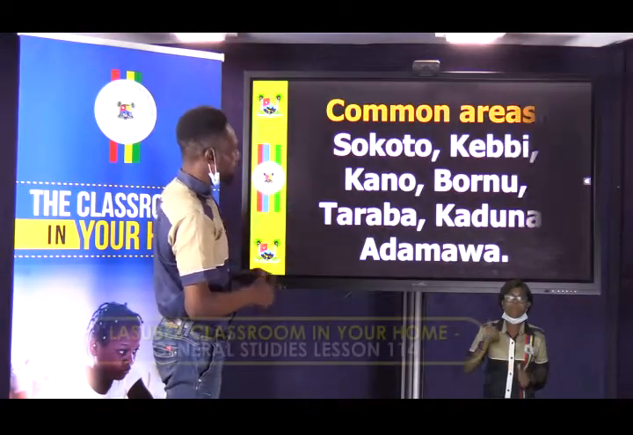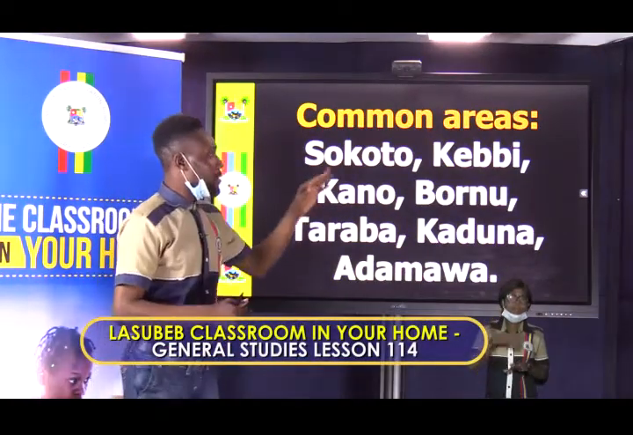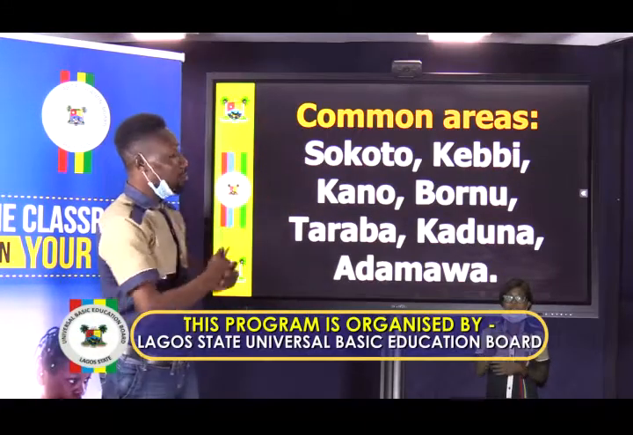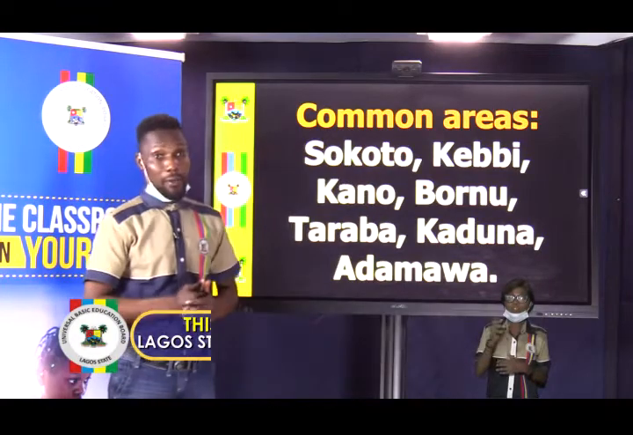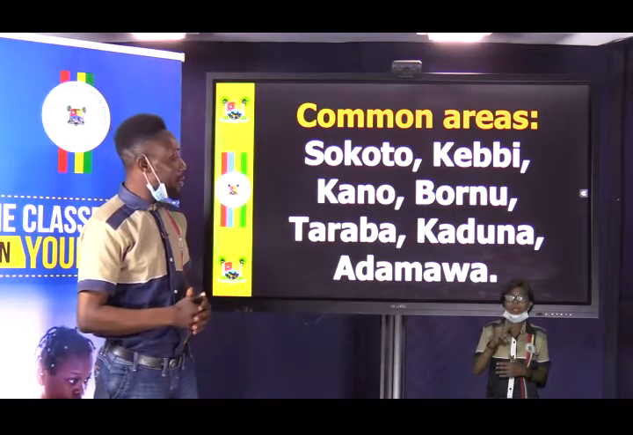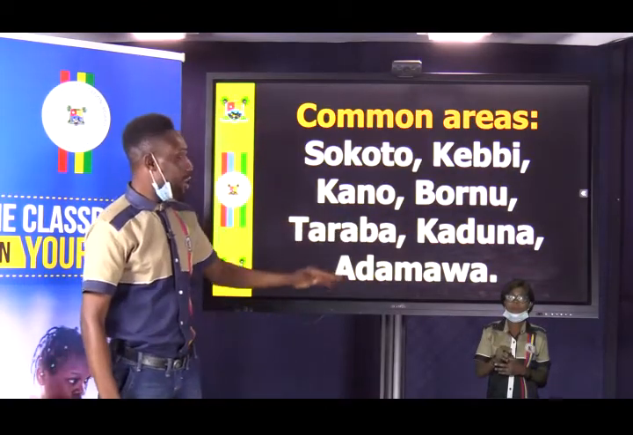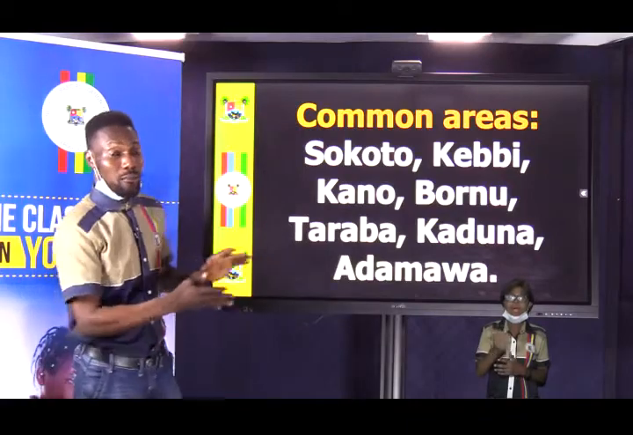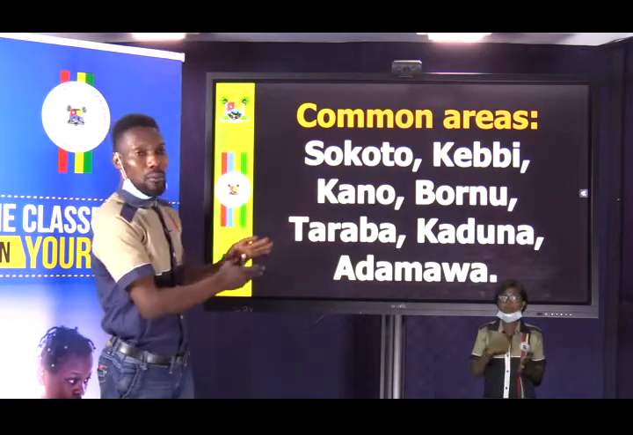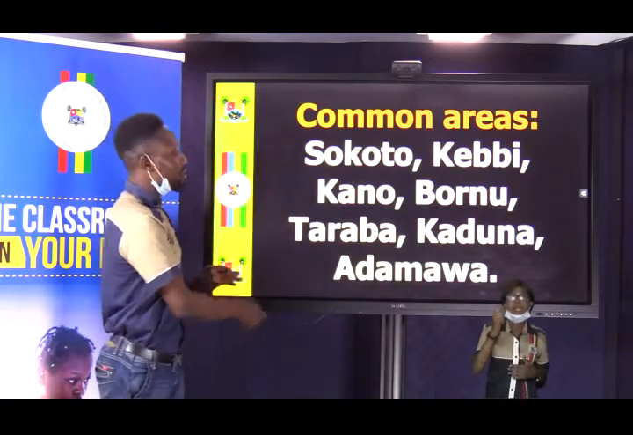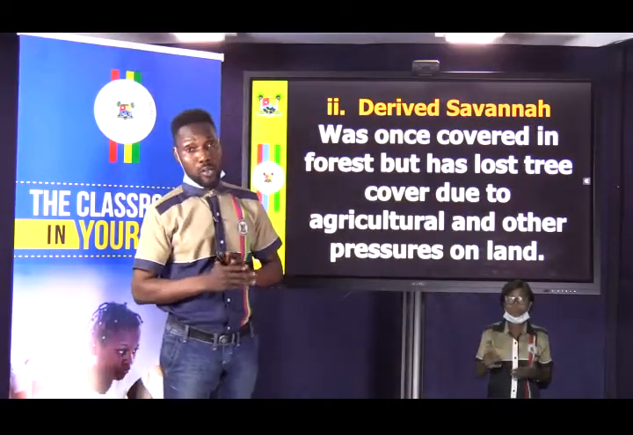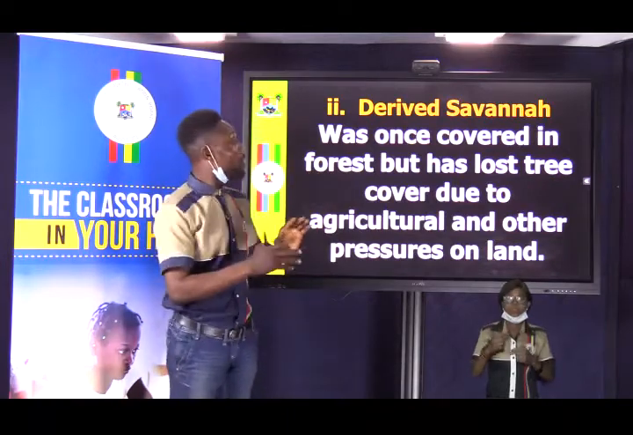We have cattle. Now let's look at the common areas, the states. We have savanna in Sokoto, Kebbi, Kano, Borno, Taraba, Kaduna, Adamawa. All these are in the northern part of the country. So savanna and the cattle, we have them adapted to that region.